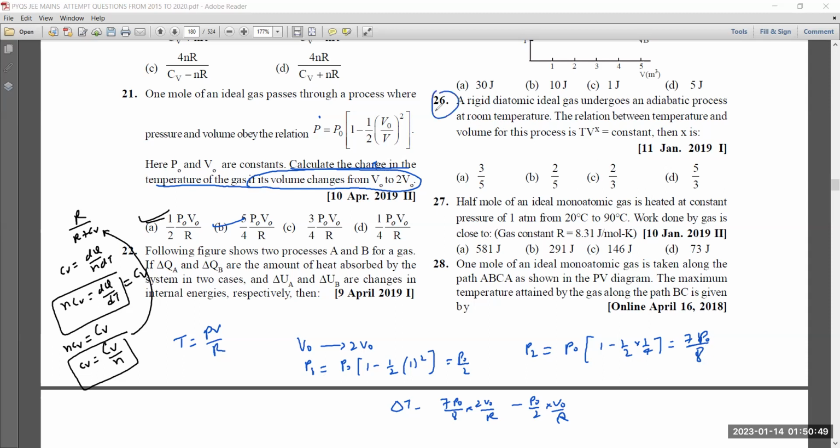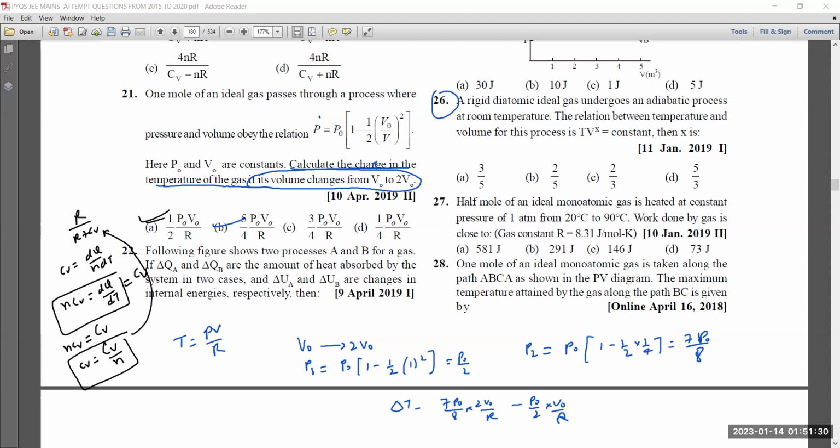Now you can see question 26. It's directly the polytropic process. Whatever it is given, I think it's an adiabatic process. So for adiabatic, what is the formula? T power gamma minus 1, right? So x is how much? Gamma minus 1. And it's a diatomic rigid gas, which means gamma will be 7 by 5. 7 by 5 minus 1 is how much? 2 by 5. Answer is B. So nothing is difficult, right?